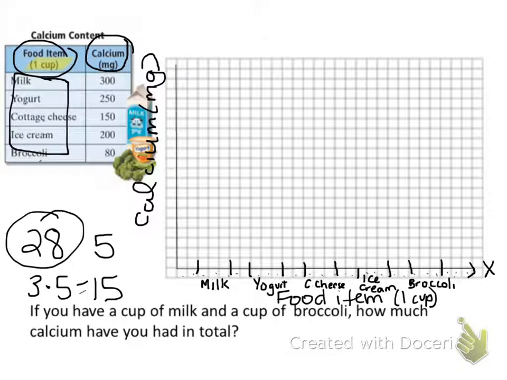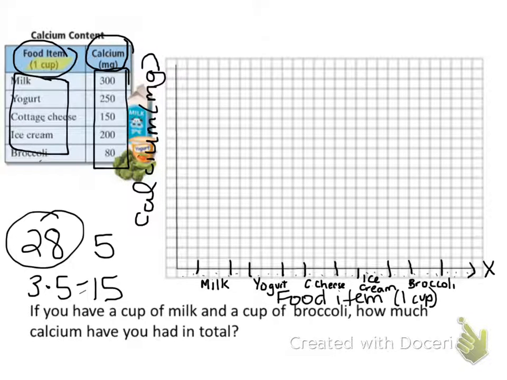Now I have each item labeled underneath the bars. So the first is milk, then yogurt, then I put cream cheese for cottage cheese, ice cream, and lastly broccoli. Alright, I'm done with my x-axis. Now I'm going to do my vertical axis. My vertical axis is going to show us how much calcium is going to be on each bar.